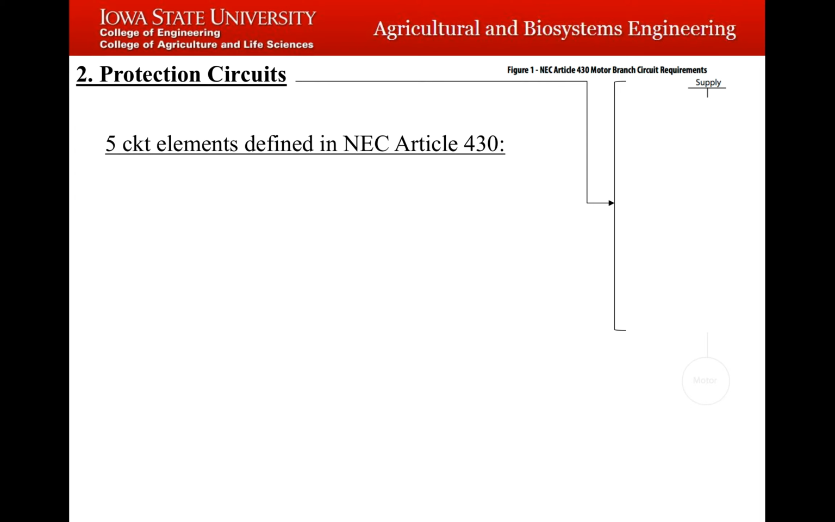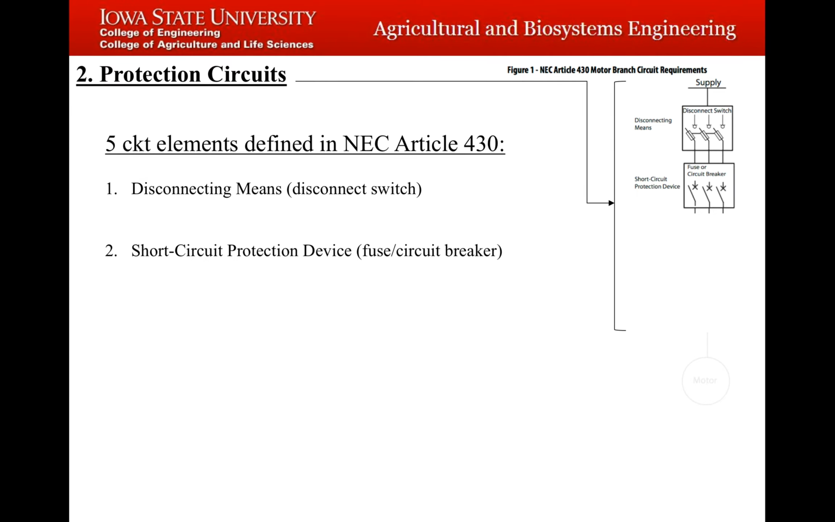So now we're going to turn over to the protection circuit. From the NEC 430, there are 5 circuit elements that we need to be considering. The first one is our disconnect means, and this commonly is a disconnect switch, something we can just turn power off to the motor. Then we have our short circuit protection device. This is our fuse or our circuit breaker. This is the thing that if there's a short circuit, it trips or it blows.